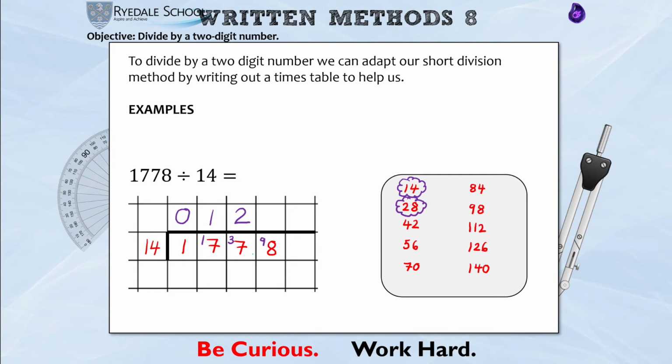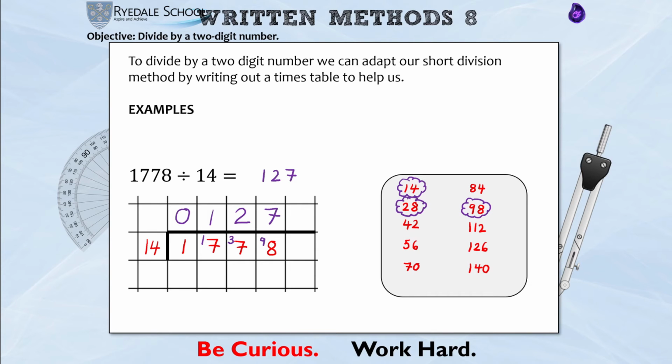So 14 went into 37 twice with 9 left over. And then 14 into 98, I can see is 1, 2, 3, 4, 5, 6, 7 times exactly. And again, all the questions that we do today will be whole exact answers. So the answer to 1778 divided by 14 is 127.